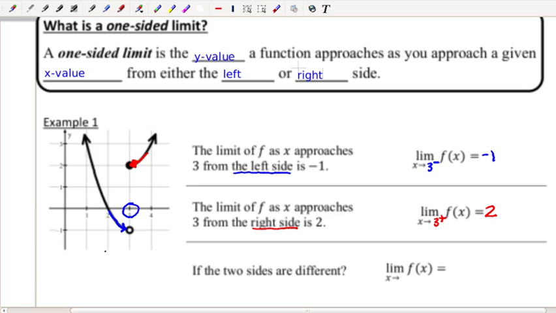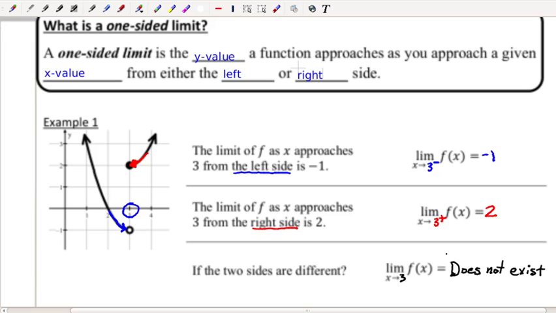And if we wanted to ask, okay, if I have two different values, the two sides are different, from the left, from the right, one I get -1, the other one I get 2, what's the general limit of f as x approaches 3? So what's the limit of f as x approaches 3 from both sides? Well, in this case, because the numbers are different, the general limit does not exist. We don't find the average. We don't choose the one where it just happens to be defined at 2 instead of the open circle at -1. No, it just does not exist. If we've got two different values from either side, the general limit does not exist.